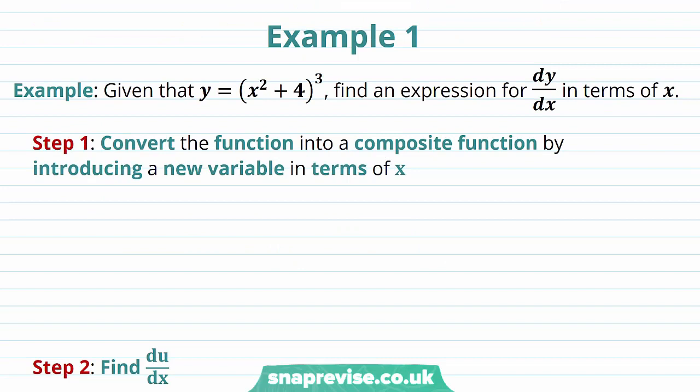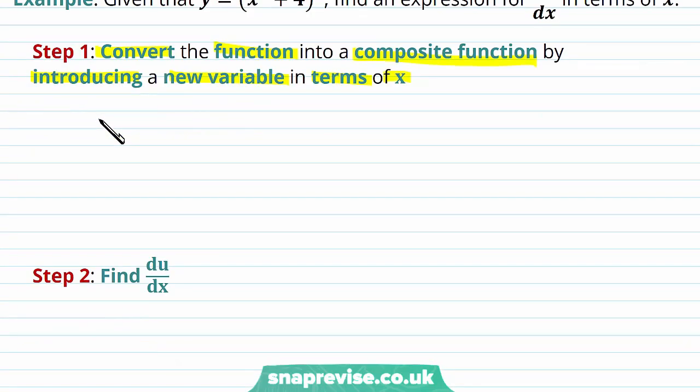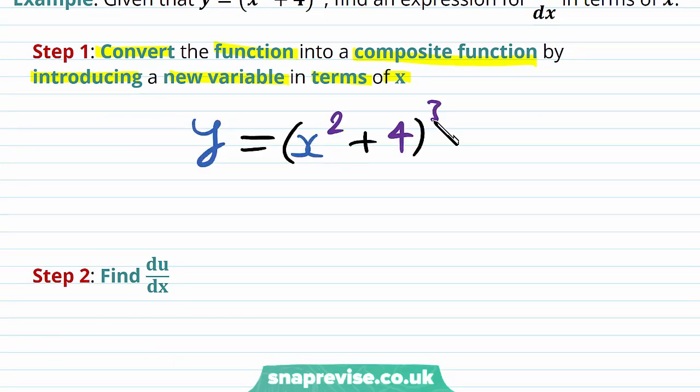Let's take a look at some examples. Our first example tells us that given that y equals (x squared plus 4) all cubed, we're asked to find an expression for dy by dx in terms of x. Our first step is to convert the function into a composite function by introducing a new variable in terms of x. Currently, we have that y is equal to (x squared plus 4) all to the power of 3.